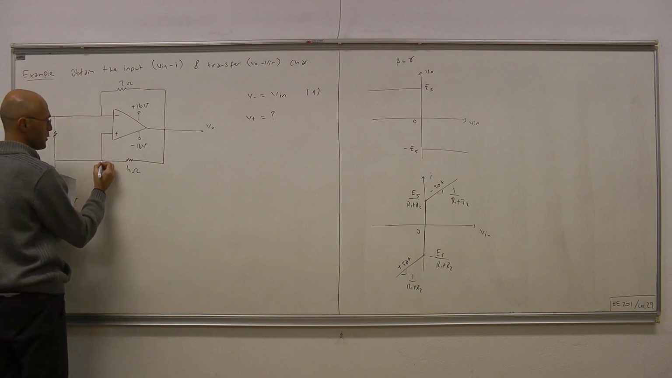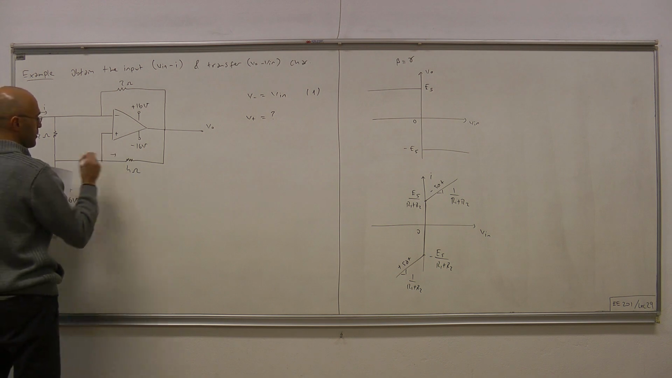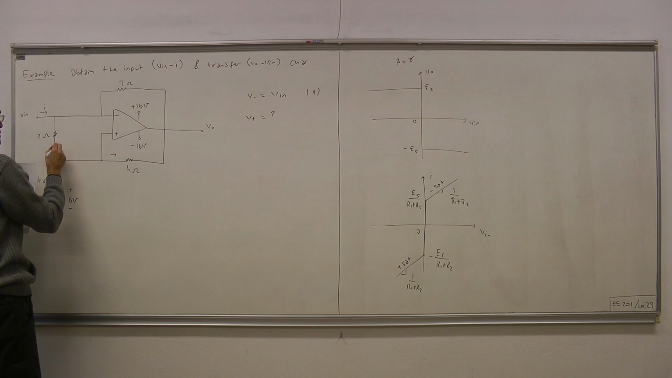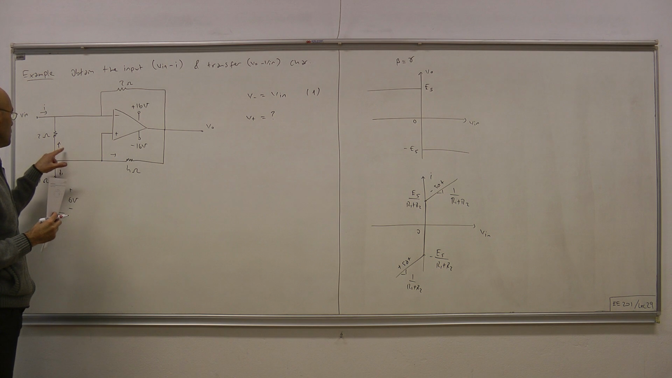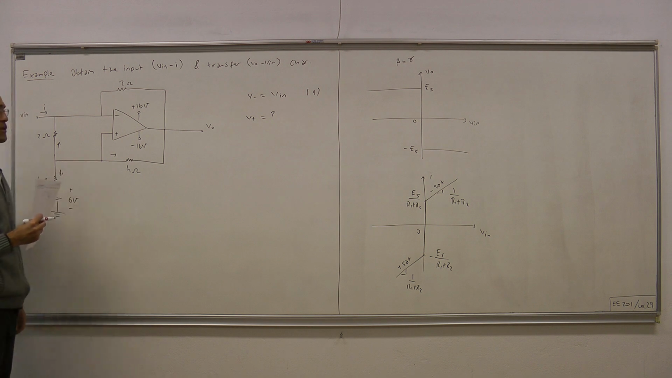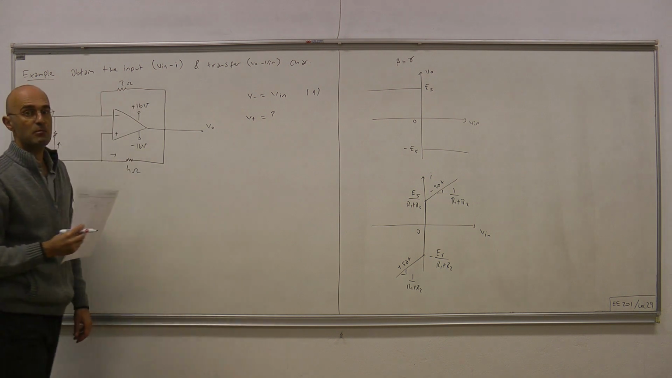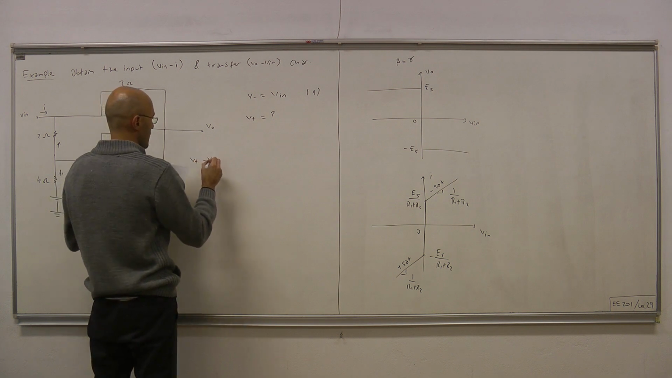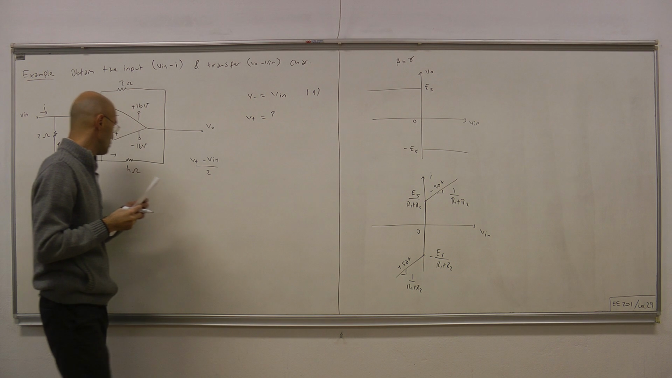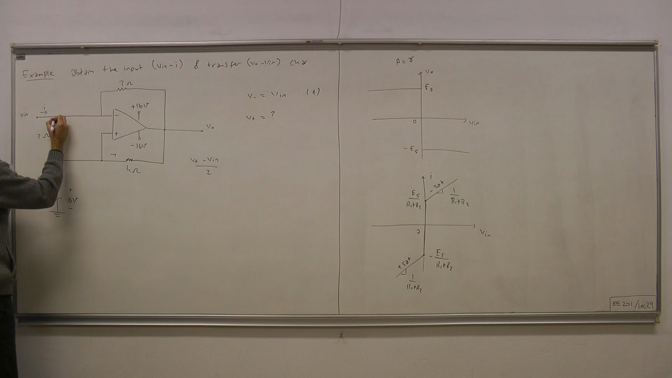What we can do is we can write KCL at this node. So the sum of this current plus this current, plus that current, must equal zero. We're going to add those three currents and equate it to zero, and from there we're going to obtain an expression representing V plus. So V plus minus V in over 2. This is the V plus node, and this is the V in node. V plus minus V in over 2 is this current.